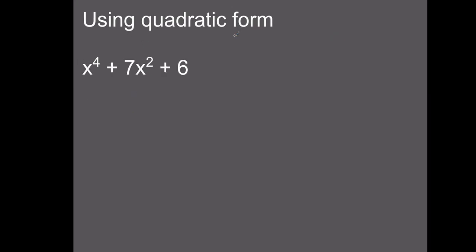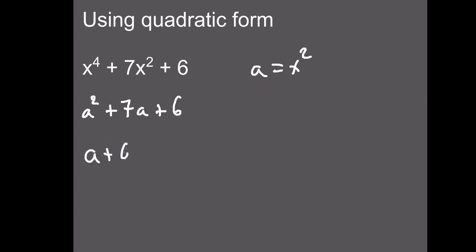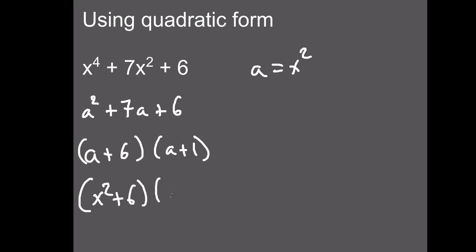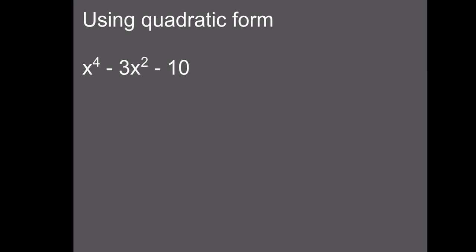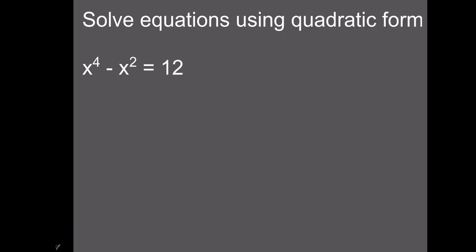Okay, solve using a quadratic form. A is equal to x squared again, so that means x to the 4th is the same thing as a squared. 7 times x squared is the same thing as 7 times a. Then I can factor this as a plus 6 times a plus 1, and then I substitute back in, and I get x squared plus 6 times x squared plus 1. And that is factored form. I can then use that to solve equations if I need to.